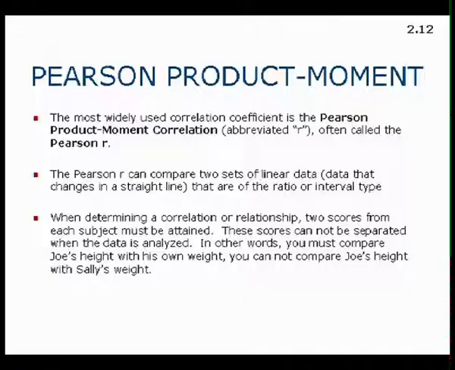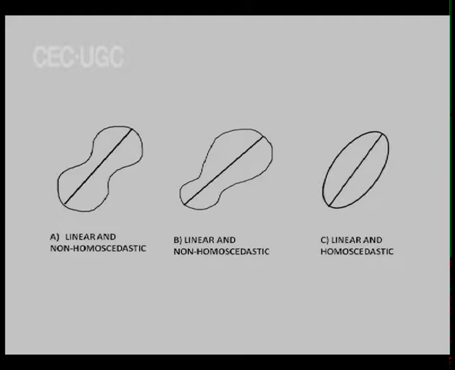Now, there are two other necessary conditions that need to be fulfilled if you have to apply Pearson's product moment correlation. The first is that the relationship between the two variables, say x and y, must be linear. And the second assumption is that of homoscedasticity, or equal scatteredness, which in other words means that there should be an equal scatteredness or variance of the distribution.